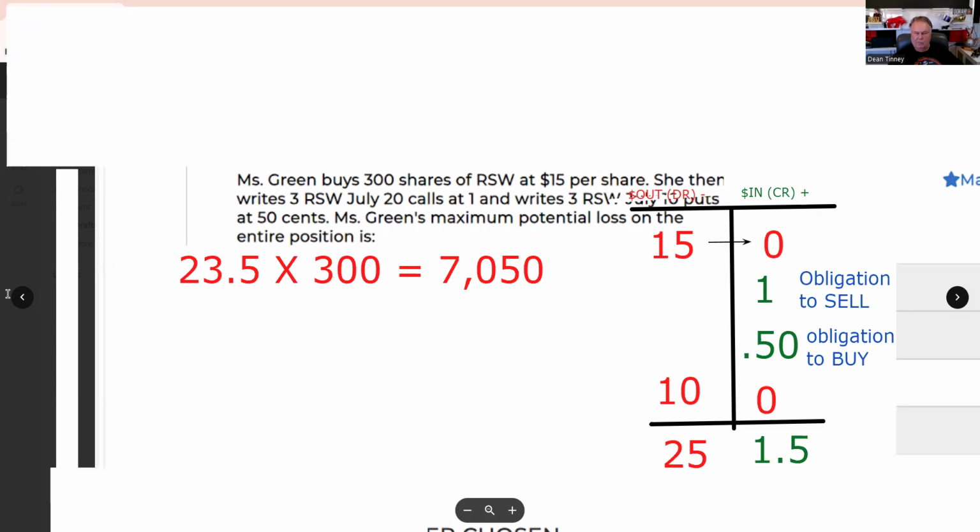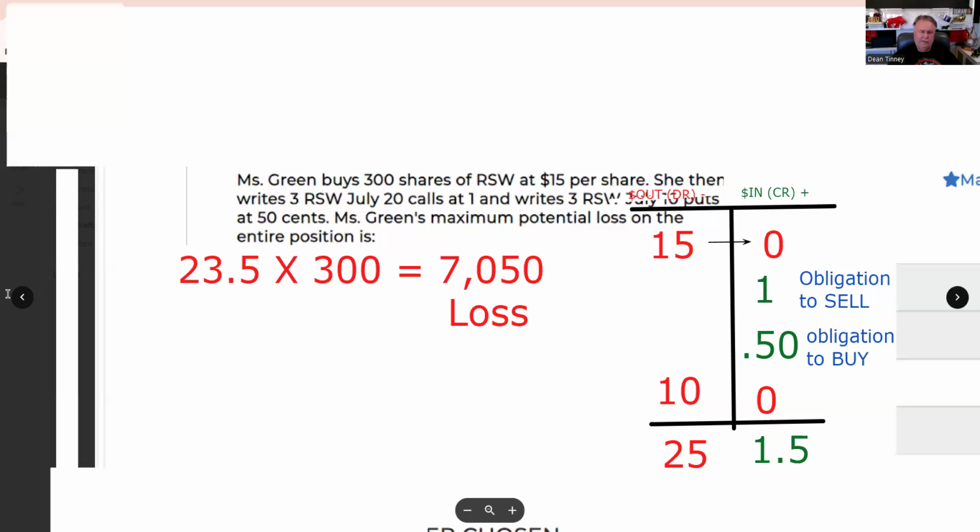That way I don't have to do a multiplication all the way through, right? I don't have to put 4,500 out, 3,000 out, 150 in. So I like to do it per share if I can. Now, if I would have looked at this, that's my max loss. That's the answer to the question.